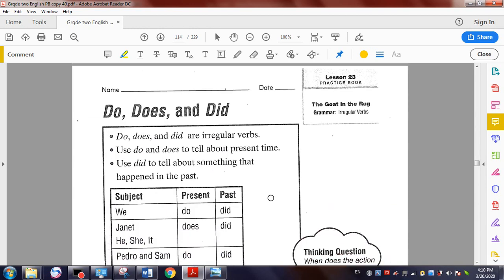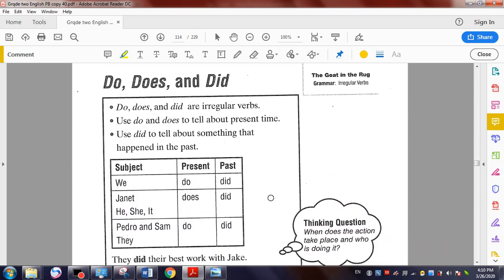And here we go. More irregular verbs. Now we're going to talk about do. The verb do. Do and does. Okay? They are irregular verbs. Why is that? Because they change spelling when they are changed into the past or when talking in the past.